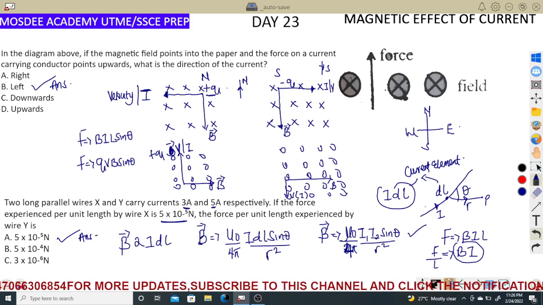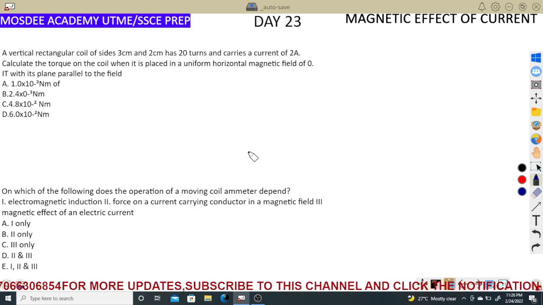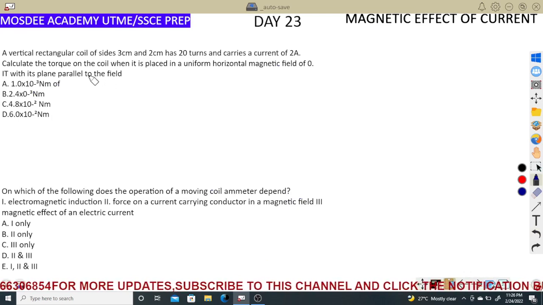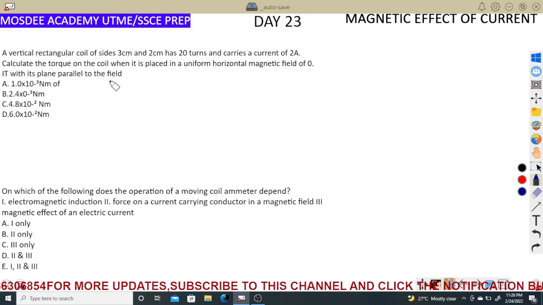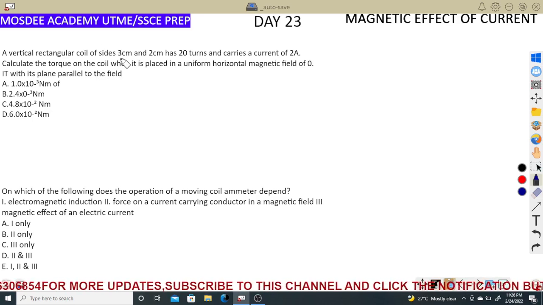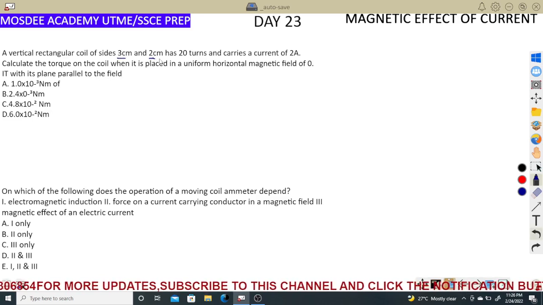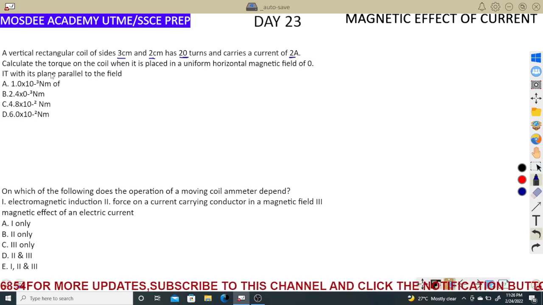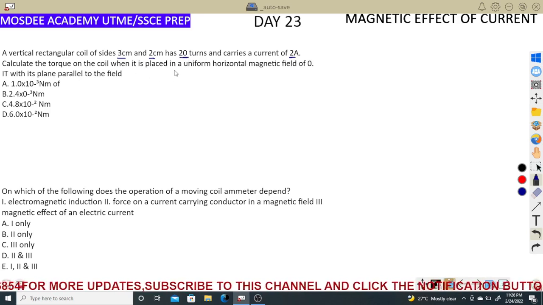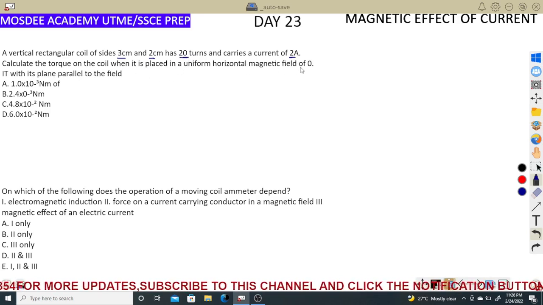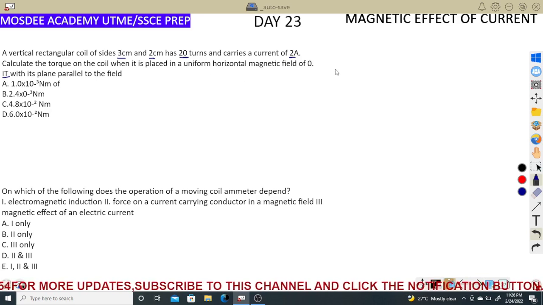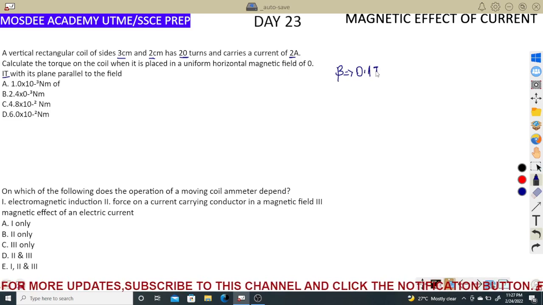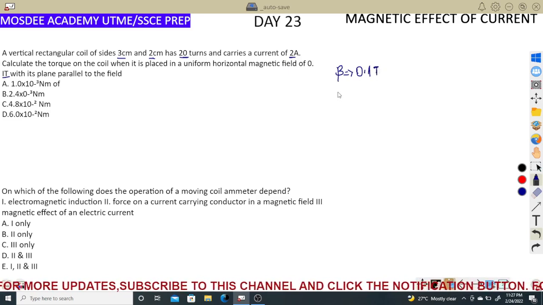We move to the next one. Time is not on my side, but I just have to explain a lot of things. The next one: a vertical rectangular coil. Should I take you through the concept of a rectangular coil, if time permits? Of sides 3 centimeter and 2 centimeter, has 20 turns and carries 2 amps current. Calculate the torque on the coil when it is placed in a uniform horizontal field of 0.1 Tesla. Magnetic field is 0.1 Tesla. Tesla is capital T, and you can also write it as Weber per meter square.